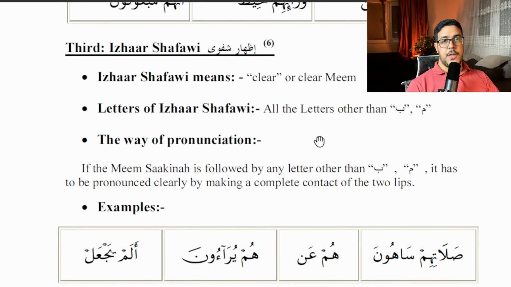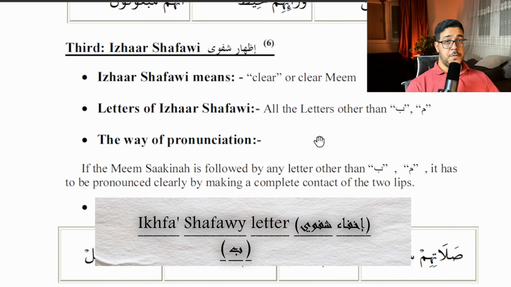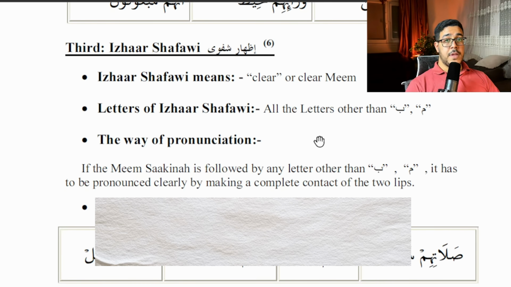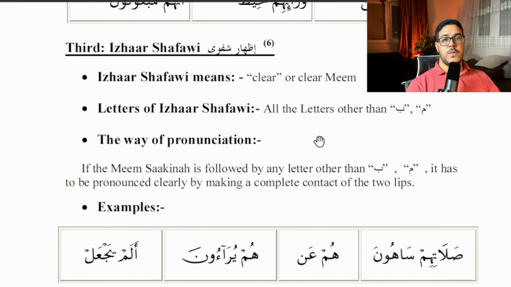Any letter other than Meem or Ba. The Ikhfa Shafawi, if Meem Sakin is followed by Ba. The Idgham Mutamathilin Saghir is when Meem Sakin is followed by another Meem. So Izhar Shafawi happens with the remaining letters other than Meem and Ba. So again, if Meem Sakin is followed by any letter other than Meem or Ba, we have to pronounce the Meem Sakin clearly without doing anything, just making a complete contact with the two lips in order to pronounce the Meem Sakin clearly. Let's see examples.